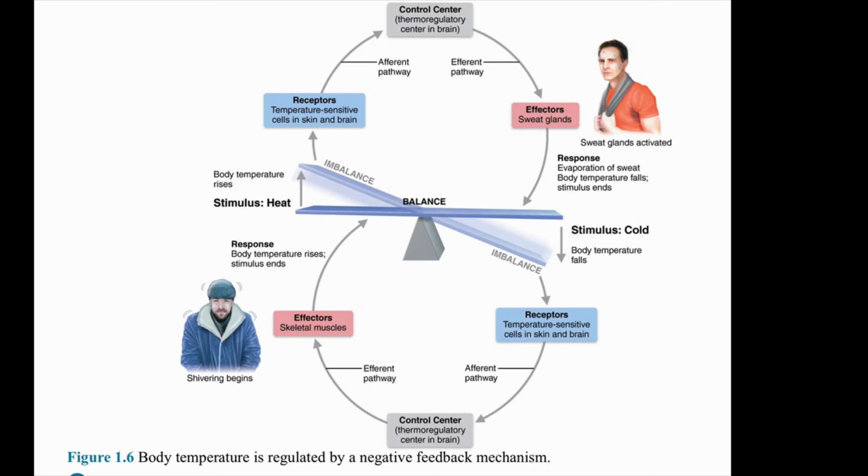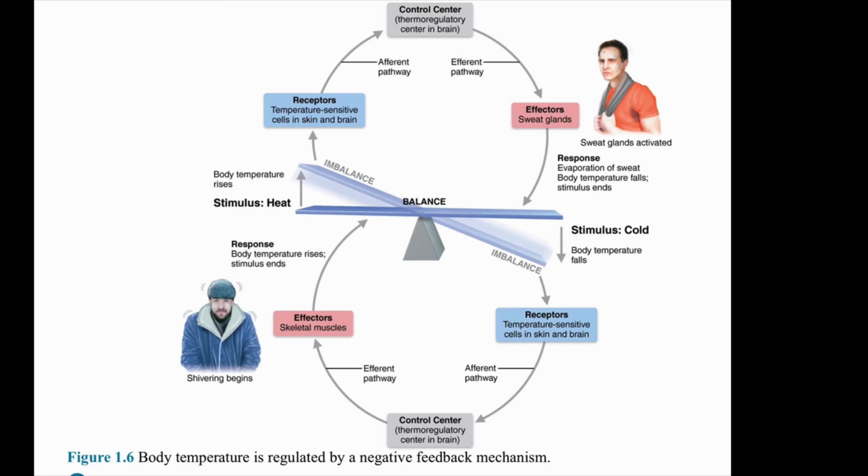So in figure 1.6, we can see another example where, in this case, body temperature is regulated by a negative feedback mechanism. So we said that the normal body temperature in humans is 37 degrees Celsius. That's when the body is in a balanced state. So let's say, on the left, the stimulus is heat. So let's say the body temperature rises.